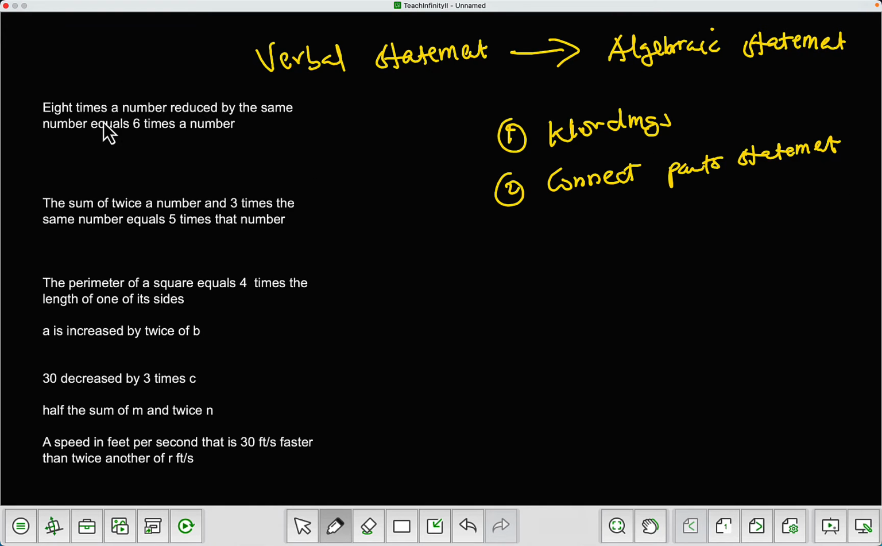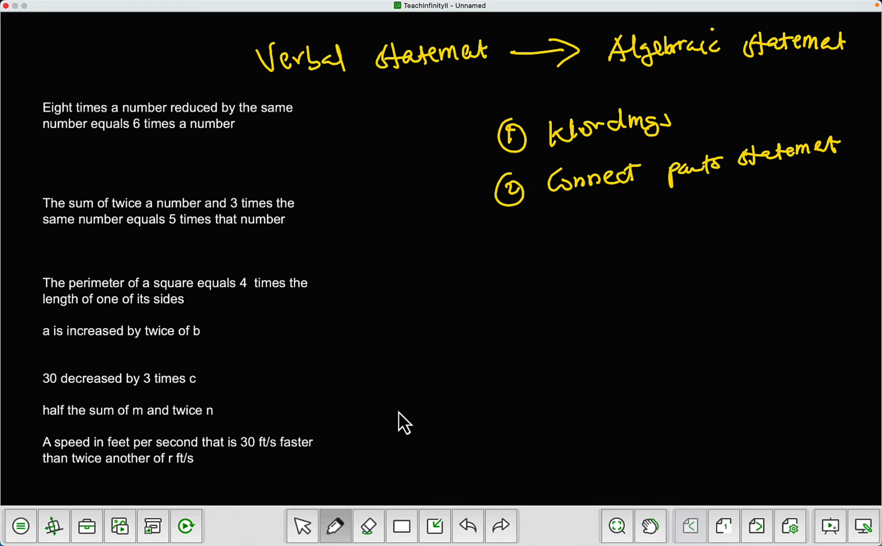Look at this, for instance. 8 times a number reduced by the same number equals 6 times a number. You get that? So you need to connect that. But let's look at some of the verbal vocabularies and how they actually translate into algebraic statements. So let's look at it.